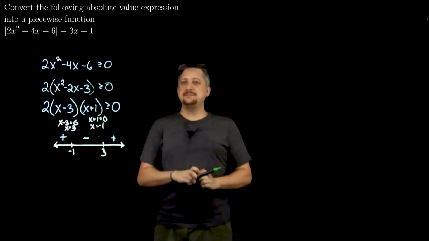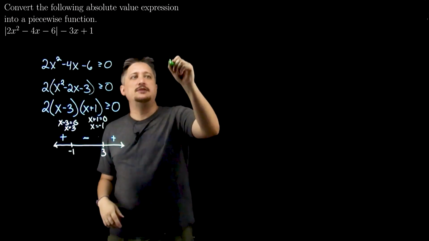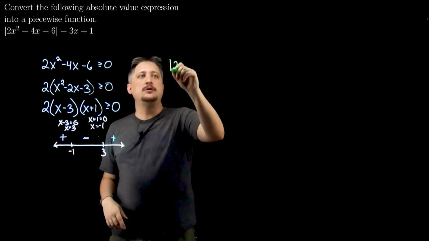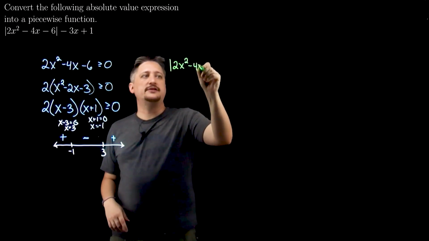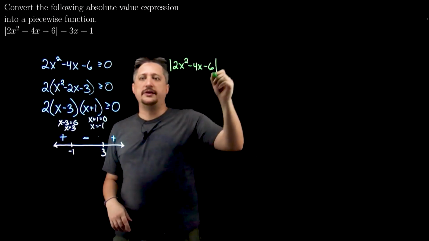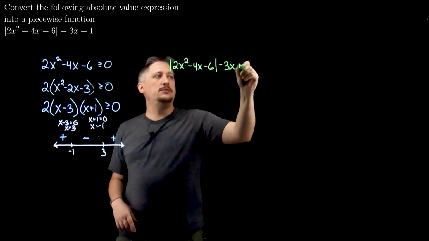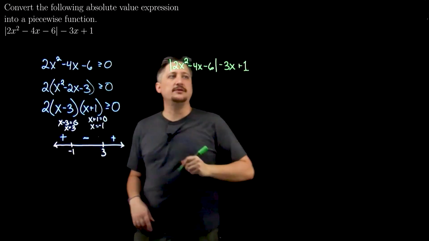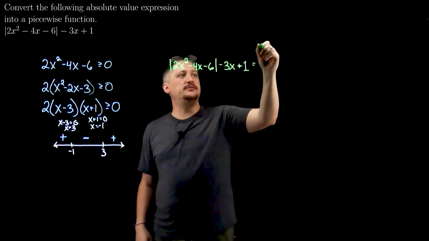That's the goal, right? So we have our absolute value, which I'm just going to copy down. So I have absolute value of 2x squared minus 4x minus 6. Then I have minus 3x and plus 1, right? So that was the whole thing. And I want to convert this into some piecewise bit.